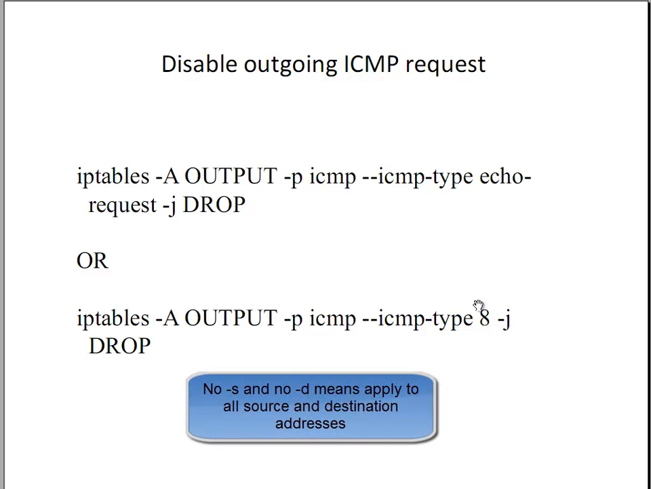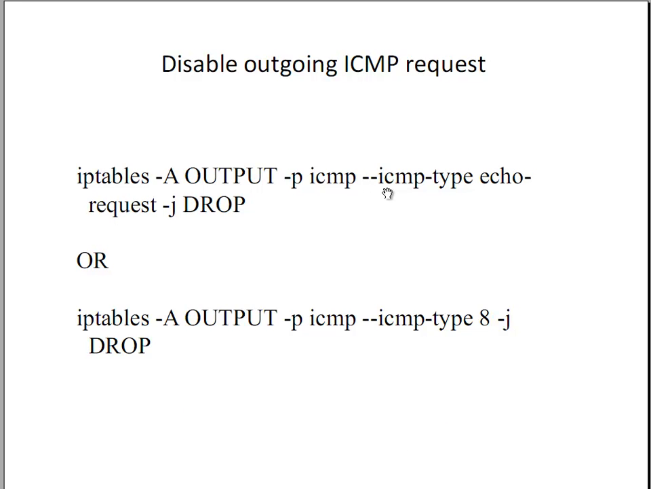So what don't we have here? We have no source address nor destination address, and it really doesn't matter because what we're saying here is that there's no ICMP echo requests that are going to be allowed outgoing on the output chain, so they're all dropped. Alternatively, we can use the same syntax here, but instead of saying echo request, we can just include the number 8, which is a code type of echo request, and we're going to drop that packet. So that's a very simple way to drop all outgoing ICMP requests.